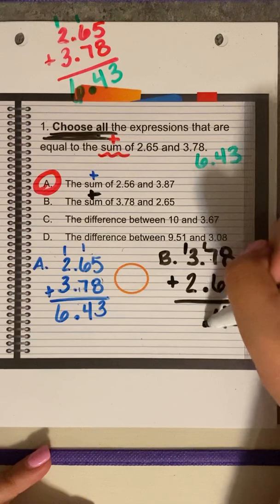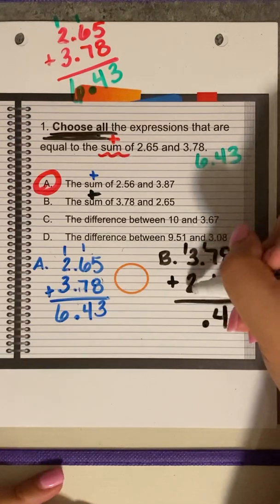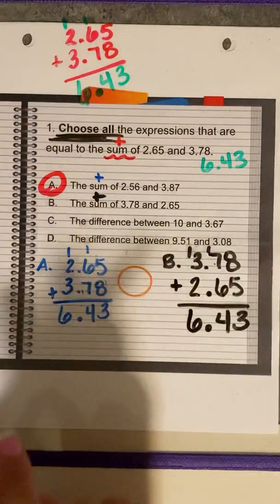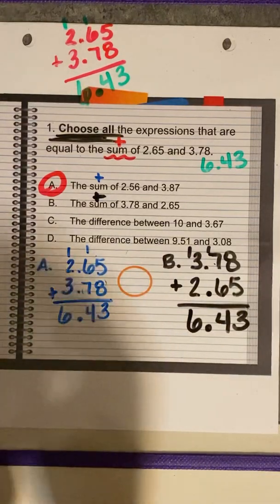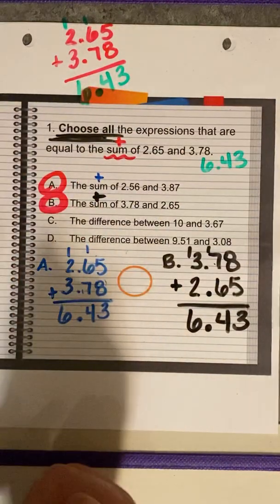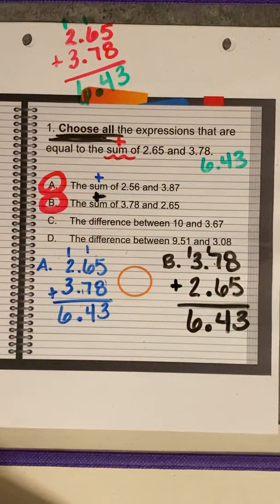Drop your decimal. Drop that decimal. 3, 4, 5, and 6. 6.43 or 6 43/100ths. Bingo, bingo, bingo. We have a winner. We have a winner. Okay, so now we have 2. Let's see about the other ones. C and D both say difference.